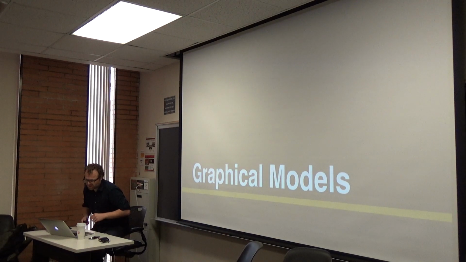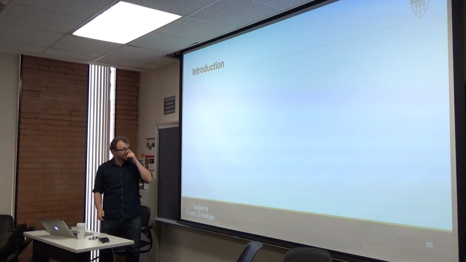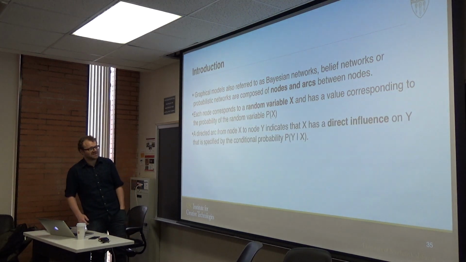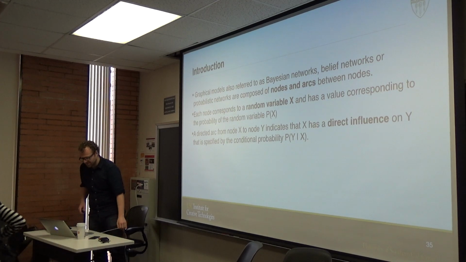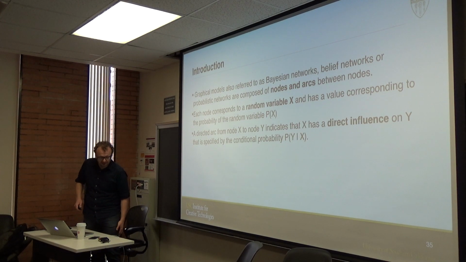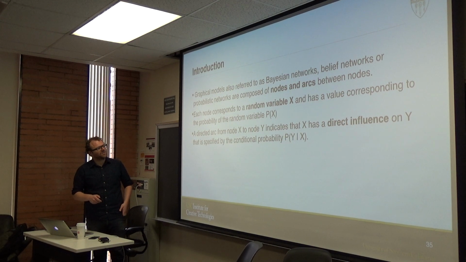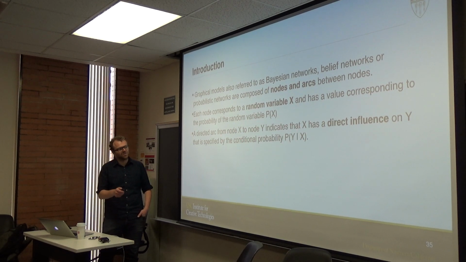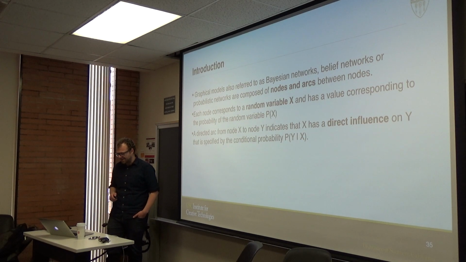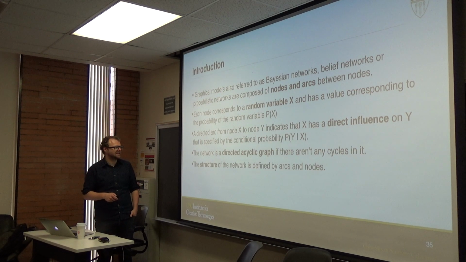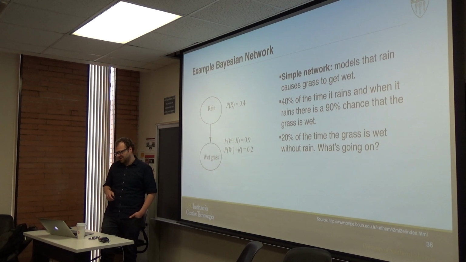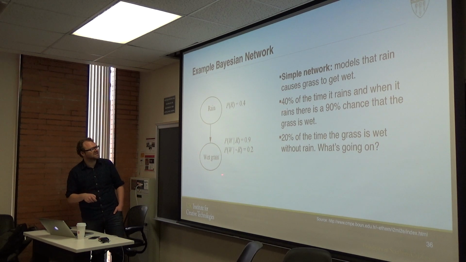So, in the last lecture we talked about graphical models, and we basically discussed how we can set them up with nodes and arcs between the nodes. We can express direct influences or conditional probabilities with directed arcs, and each node represents a random variable. We talked about directed acyclic graphs, and we discussed a bunch of examples.